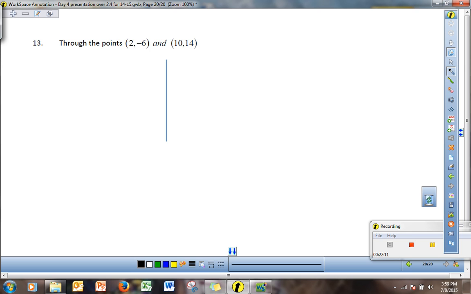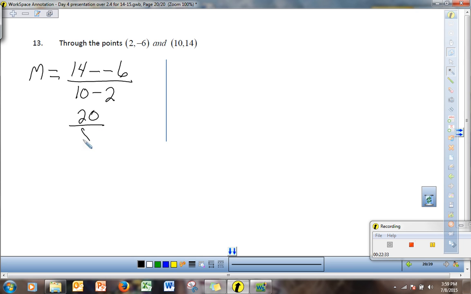If you understand what you're doing, you're good to start the homework, but I'll go through this one. You're given 2 points, so first let's find the slope. My slope's going to be 14 minus negative 6 over 10 minus 2. 14 minus negative 6 becomes 20 over 8. Let's reduce that. Looks like a 4 goes into both of them. So 5/2 is my slope. It doesn't matter which point you pick. I'm going to pick that guy.